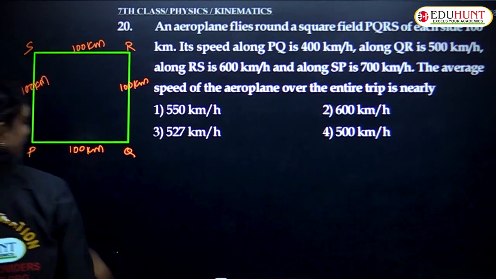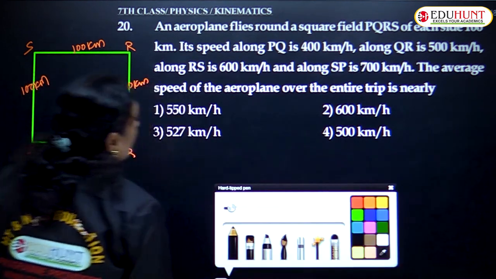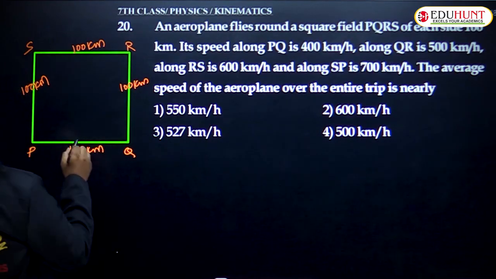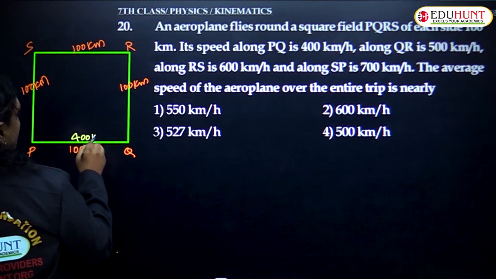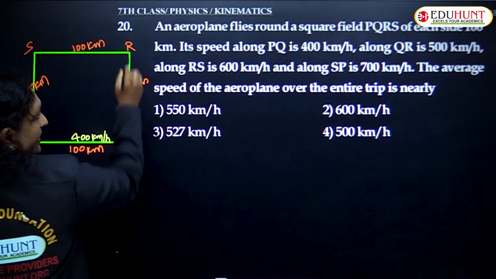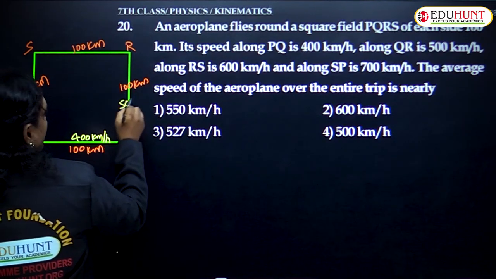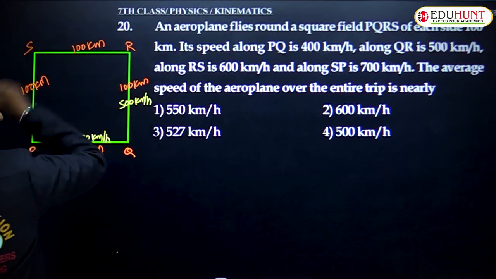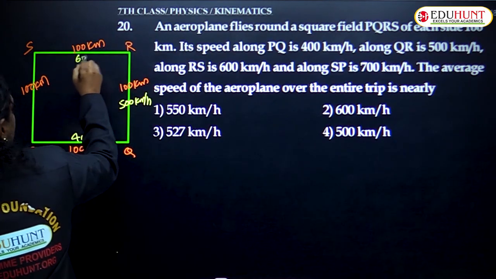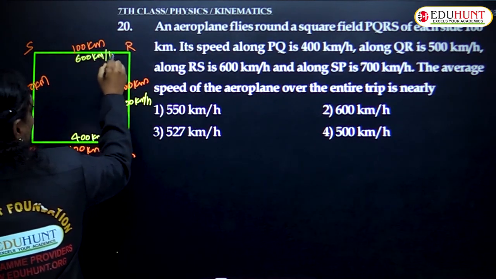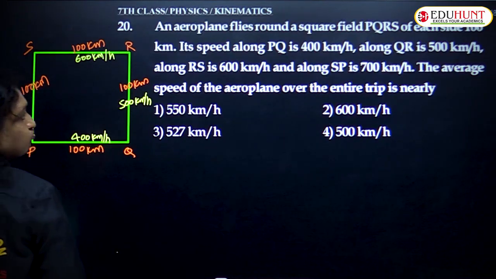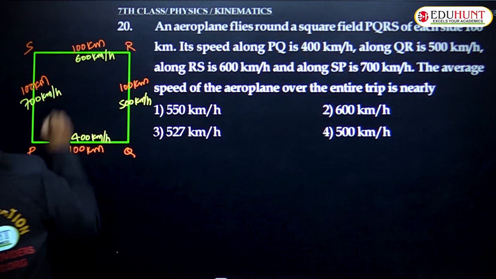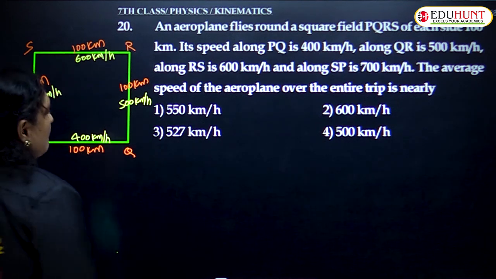What else was given, children? Its speed along PQ was found to be 400 kilometer per hour. Speed along QR is found to be 500 kilometer per hour. And RS is 600 kilometer per hour, whereas SP is 700 kilometer per hour. This is the given data and you are asked to find out the average speed.